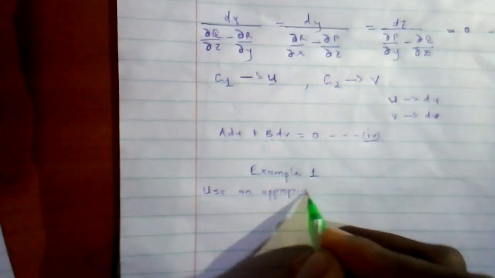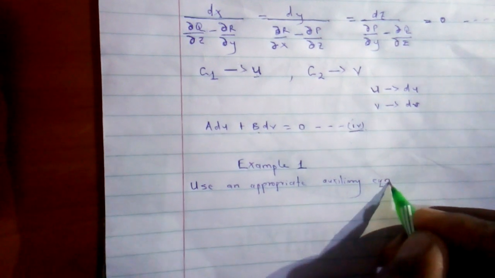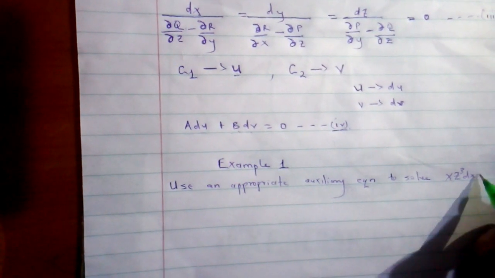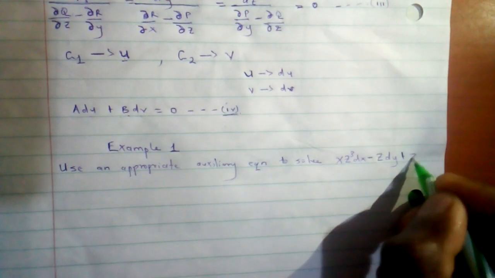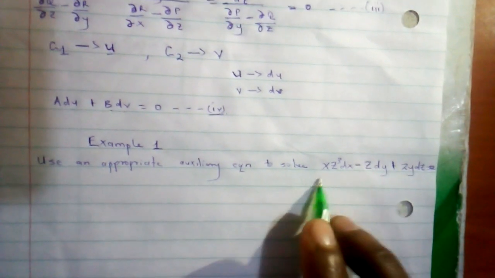Let us take example 1. Use an appropriate auxiliary equation to solve xz cubed dx minus z dy plus 2y dz equals 0. This is our given PDE.